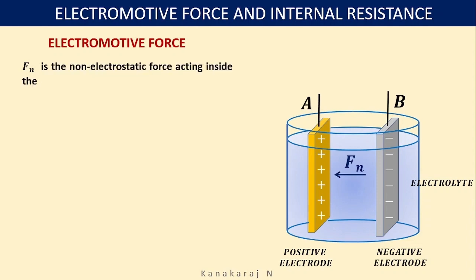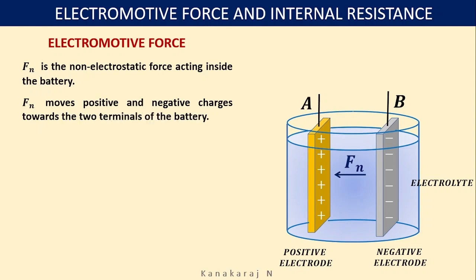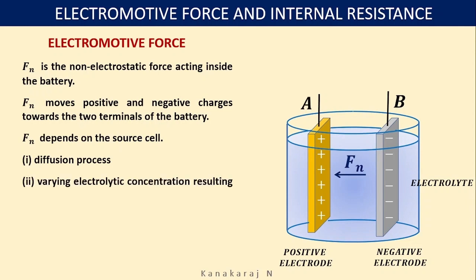There is a force that separates the positive charge and negative charge in the electrode. This Fn is a non-electrostatic force acting inside the battery. Fn moves positive and negative charges towards the terminals of the battery. Fn depends upon the source cell. It depends first on diffusion process, second on varying electrolytic concentration resulting in chemical reaction. The more the concentration, the faster the chemical reaction; the lesser the concentration, the slower the chemical reaction.